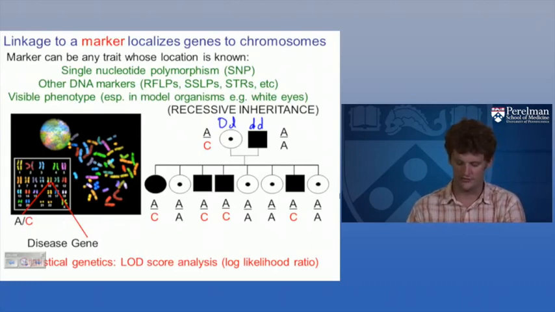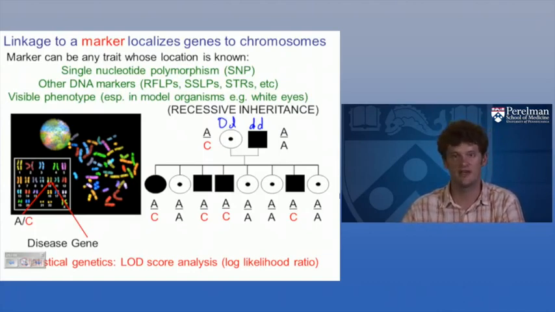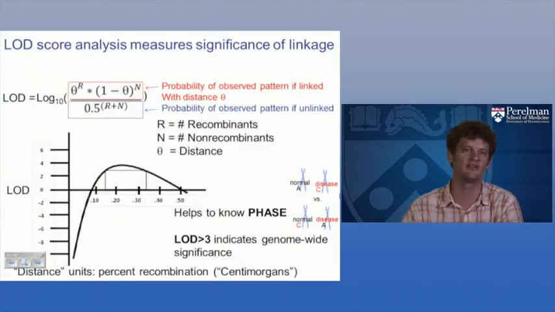And if you look carefully, all of the people that are affected also got the C allele from mom. And the people who are not affected all got the A allele from mom. And so that suggests, well, maybe there's some relationship. These things are co-segregating. And so we can do statistics on this to ask whether this is happening more often than you would expect by chance.